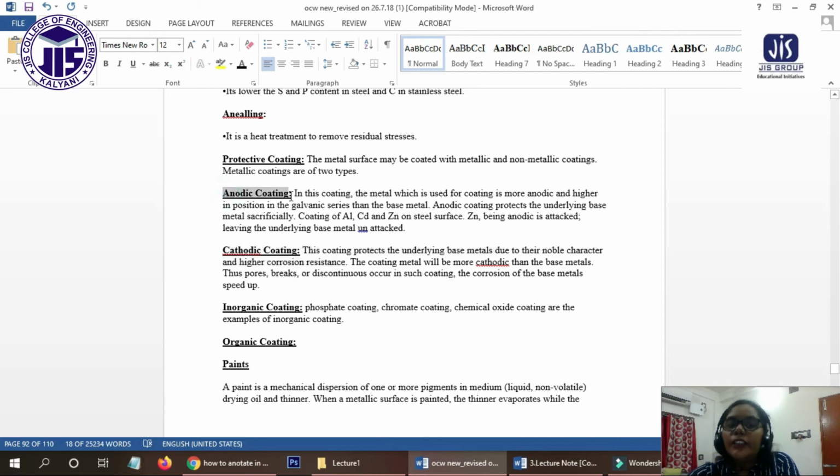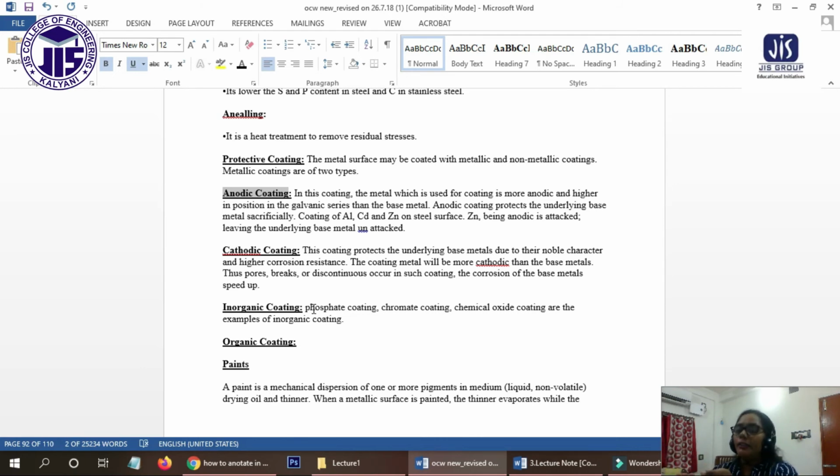What is anodic coating? Anodic coating means, like we have already discussed about the galvanic series, if our base metal is iron and we have to protect this iron metal from corrosion, then we do the anodic coating. Now what you have to check is, above the iron, whatever metals we have in the galvanic series, those metals can be used for the anodic coating.